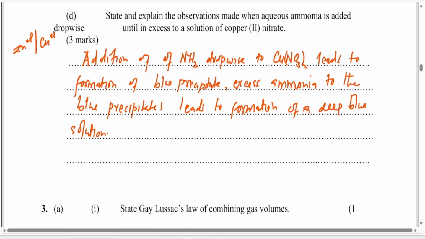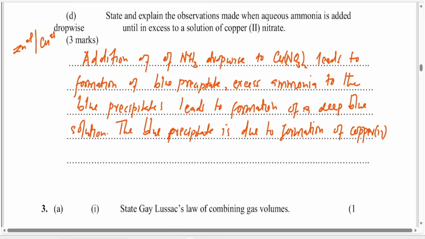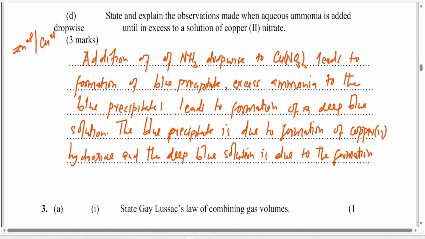So the blue precipitate is due to formation of copper 2 hydroxide, and the deep blue solution is due to the formation of tetraamine copper 2 ions.